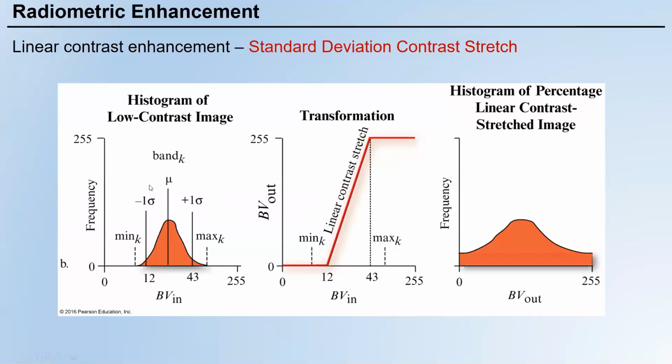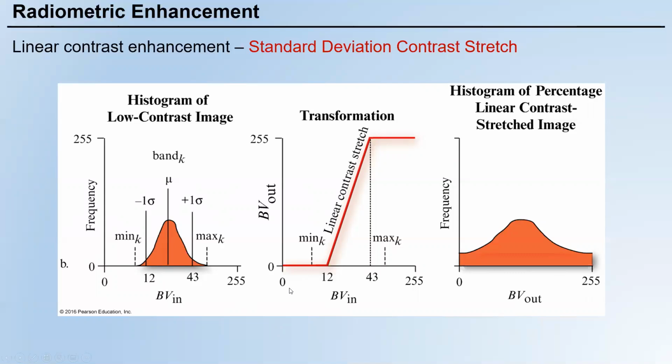For example, mu minus 1 standard deviation is 12, and mu plus 1 standard deviation is 43. So we want to stretch the values from 12 to 43. We want to stretch this narrow range to a wider range from 0 to 255. So here comes the question.